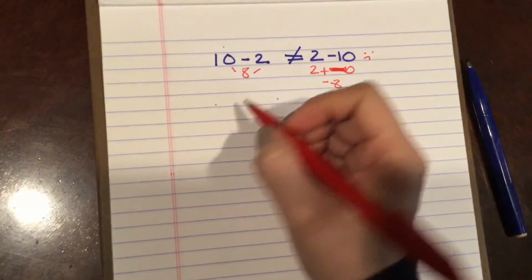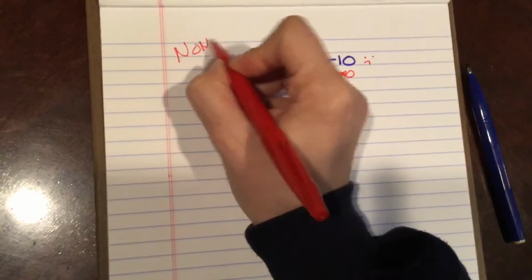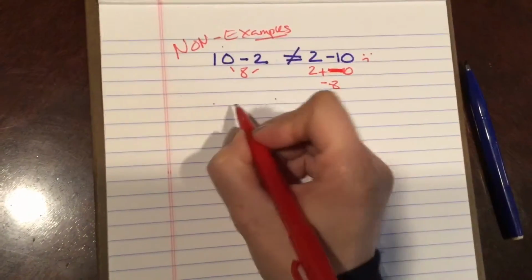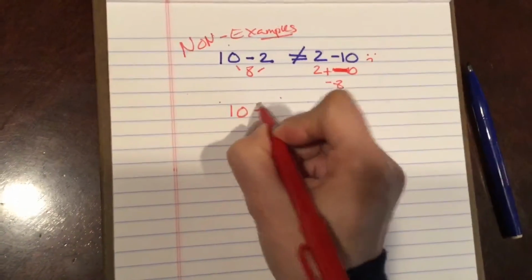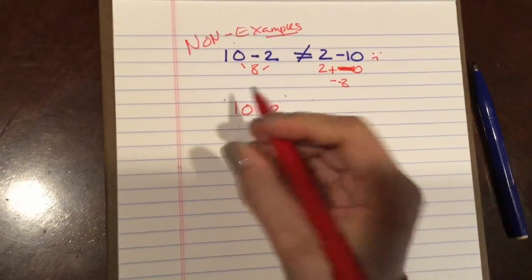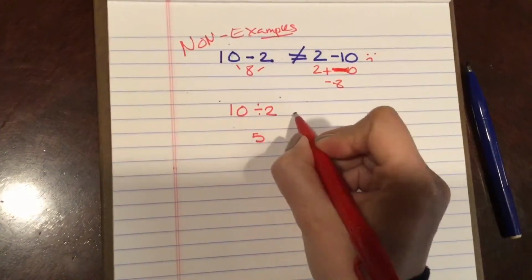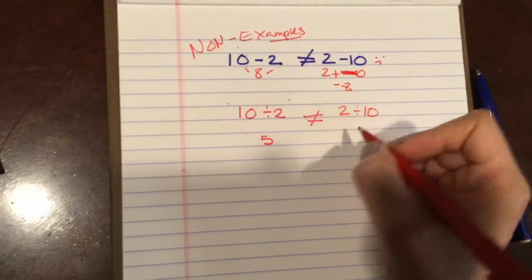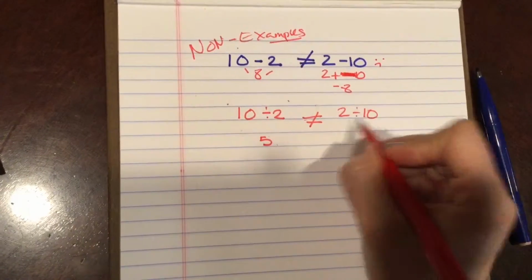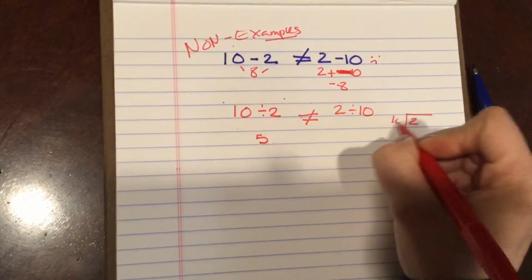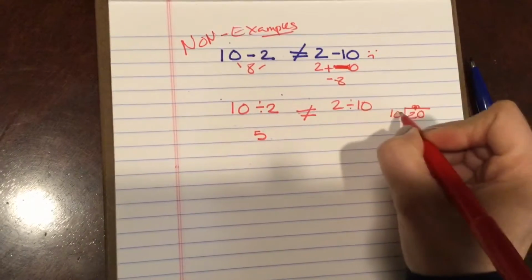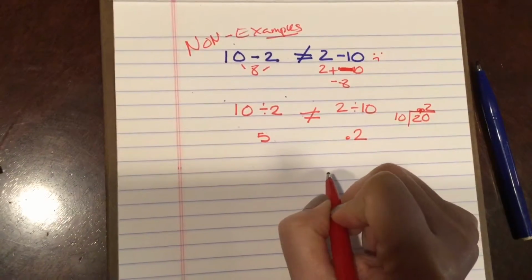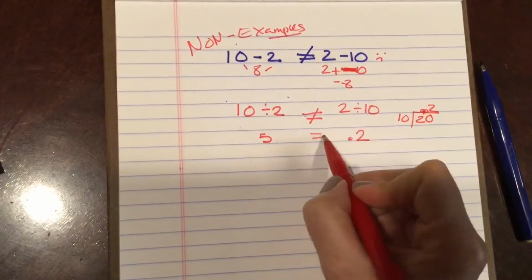Another non-example. So these are non-examples. Examples that don't work. So division. Let's do the same thing. 10 divided by 2 would be 5. But this is not the same thing as 2 divided by 10. 2 divided by 10 would be, let's see, we can just do this right here real quick. 10, add the decimal 0. 10 goes into 22 times, so it would be 0.2, right? So obviously 5 and 0.2 are not the same thing.